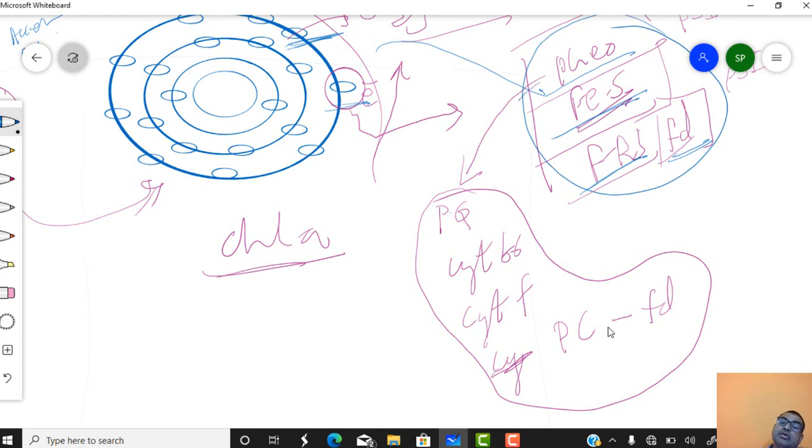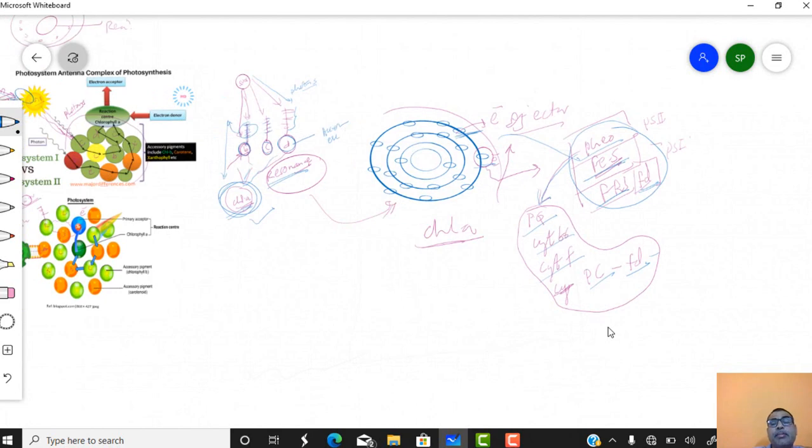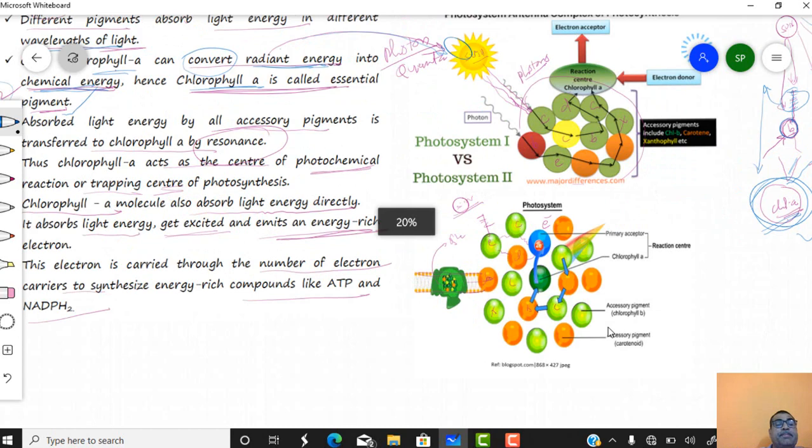further, this electron is moved through various electron acceptors present in the electron transport chain. It may be plastoquinone, cytochrome b6, cytochrome f, plastocyanin, ferredoxin, then an enzyme like ferredoxin NADP reductase. So such a mechanism is present in photosynthesis.